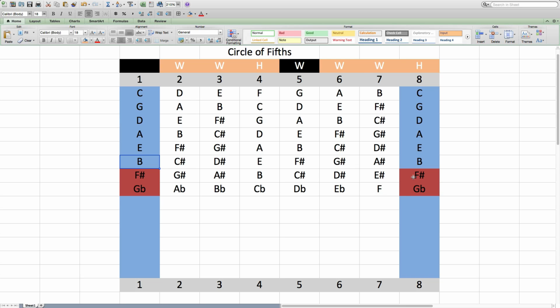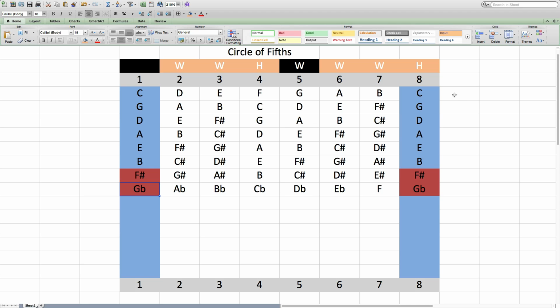I have 6. Now, at some point, we have to go from sharp keys to flat keys. And you'll notice I made these red because they're the same note. F sharp and G flat are the same. So this is our conversion point where we're going to convert from sharp keys now to flat keys.